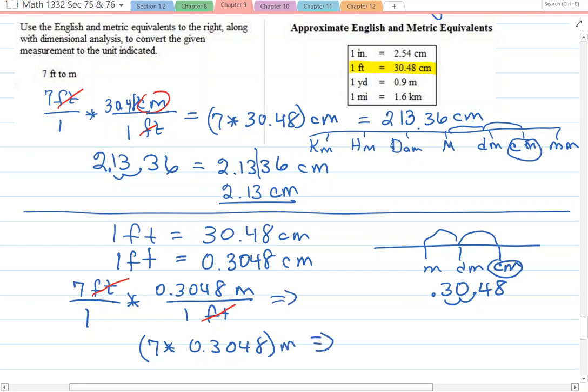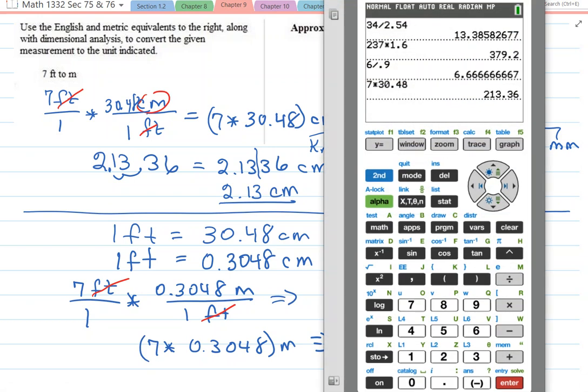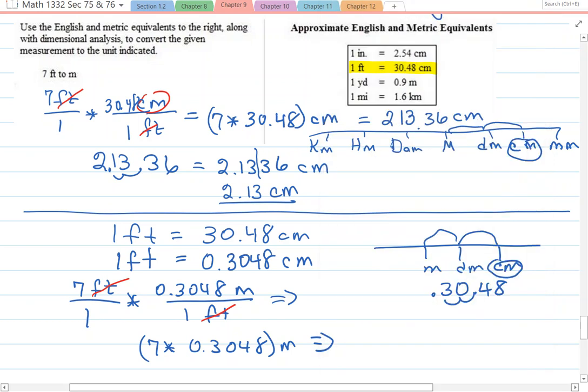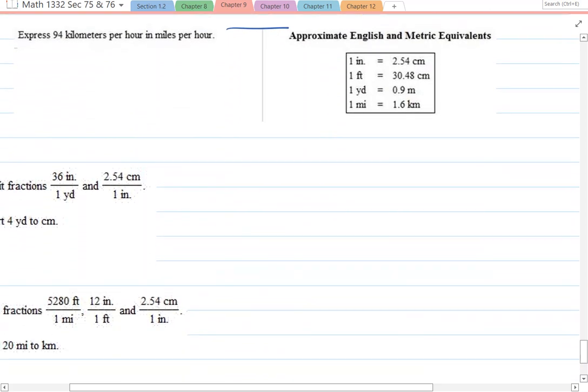And when I do that, I get, let's do the calculator, and I get 2.1336, which is what I ended up with as the answer. So any approach you use is going to be an excellent solution. So here we have 94 kilometers per hour to miles per hour.